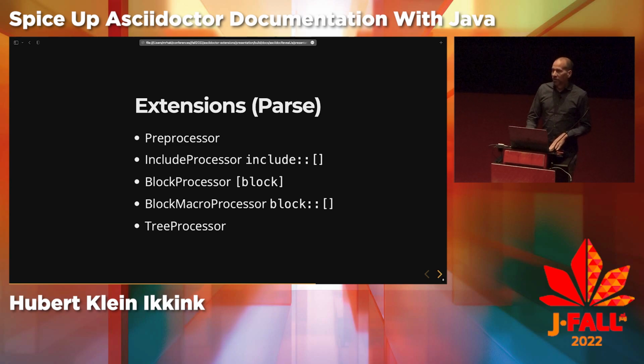Then there's the tree processor, which is at the latest part of the parsing. So everything is already parsed. There is already an AST. And the tree processor allows you to go through the tree, add stuff, remove stuff if you want to. It's very powerful to change anything before it's actually processed again by Asciidoctor.